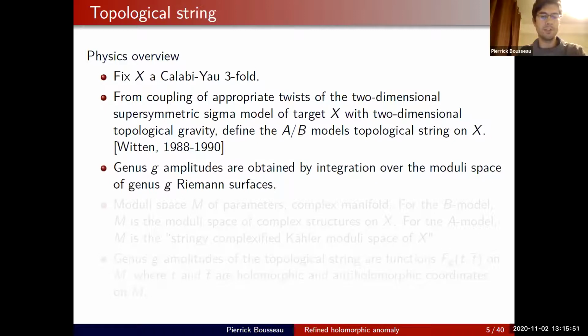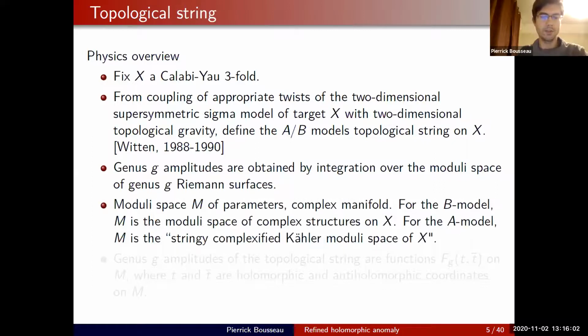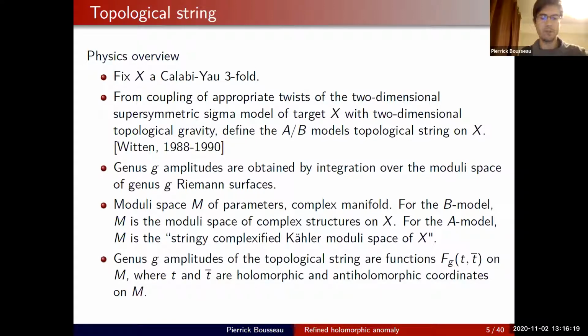More precisely, for every genus g, you get genus g amplitudes, which are obtained by integration over the moduli space of genus g Riemann surfaces. So this topological string depends on some parameters. So we have a moduli space M of parameters, which is a complex manifold. For the B model, M is a moduli space of complex structures on your Calabi-Yau. And for the A model, it is a stringy complexified Kähler moduli space of X. And genus g amplitudes of the topological string are functions F_g on the moduli space of parameters.